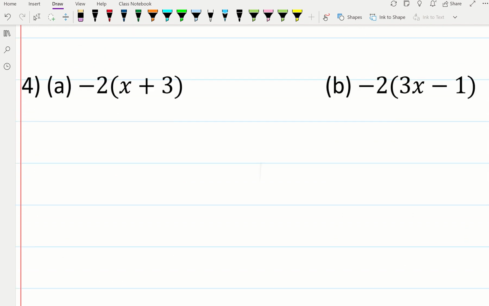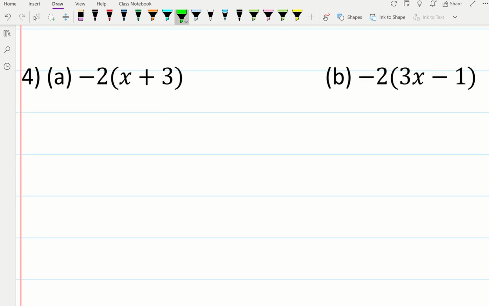Now, sometimes the number outside the bracket is the one that is negative. It's very clear that's a negative 2. Negative 2 times x is negative 2x. Again, negative 2 times x. All I do is take away this sign and put them together. Number goes first. Negative 2x.